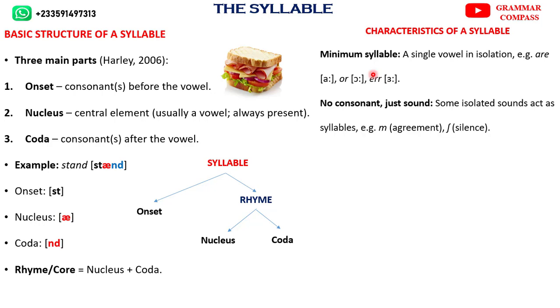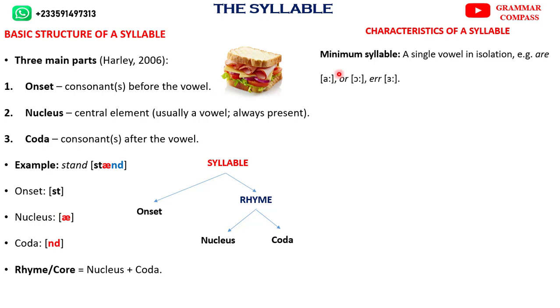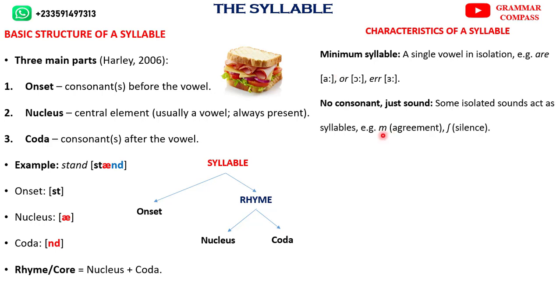Some syllables may also have no consonants. Some syllables are just isolated sounds. If you say in agreement, for example, buy me bread, and you respond "uh-huh," this is also qualified to be a syllable. It is just an isolated sound. Now, if you are a teacher and you want your children to be quiet, you can say shh. This sound means silence. So it is also acting as a syllable, a sound in isolation.